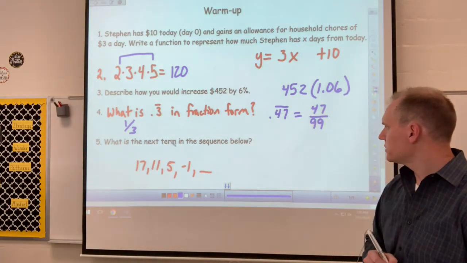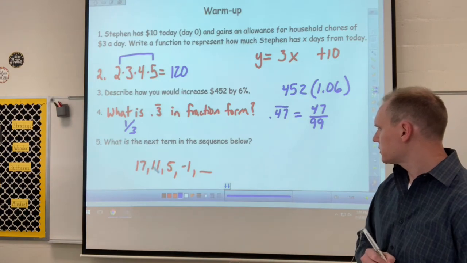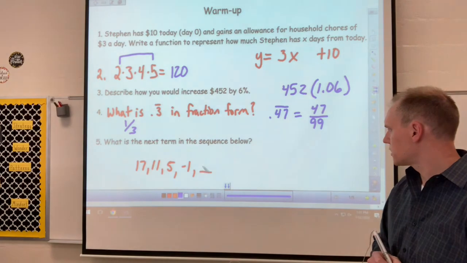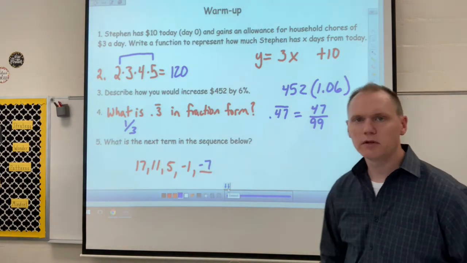All right, number 5, what is the next term in the sequence below? It looks like we are subtracting 6 each time. So if we subtract 6 one more time, we're going to end up with -7.